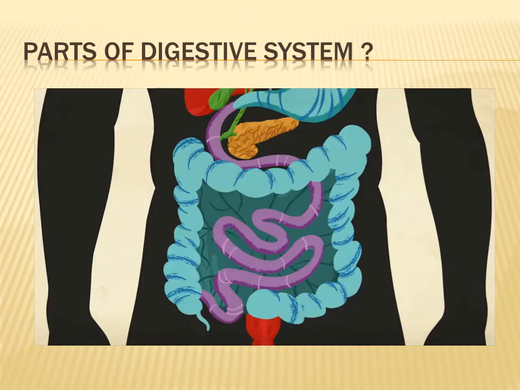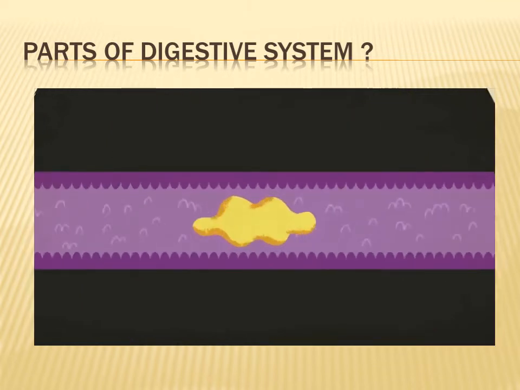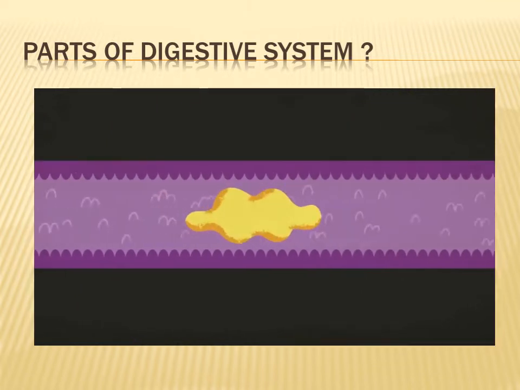This happens in the small intestine's lower regions, the jejunum and ileum, which are coated in millions of tiny projections called villi.